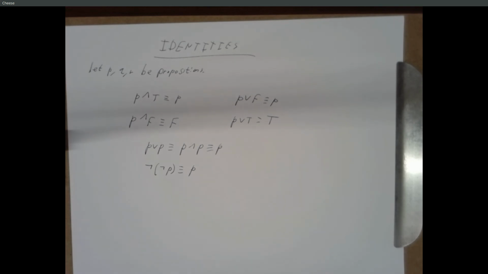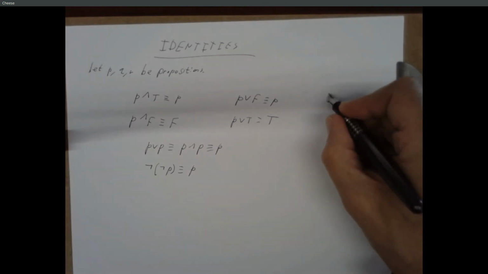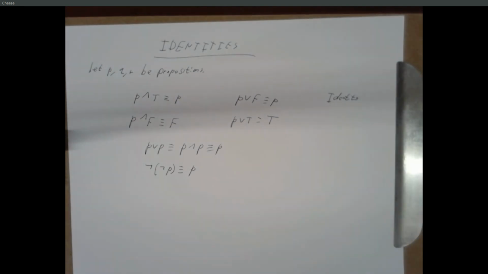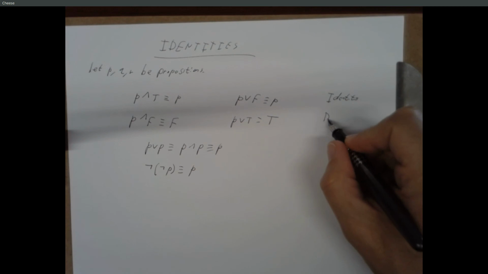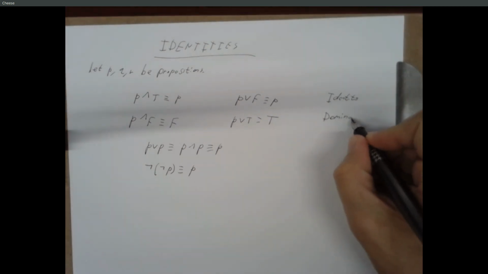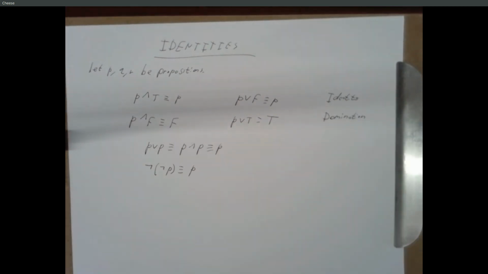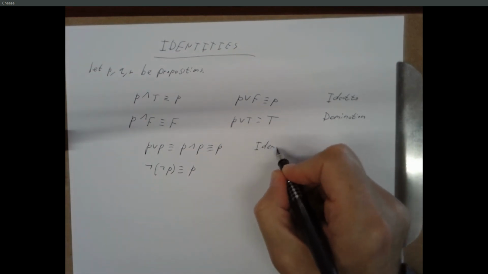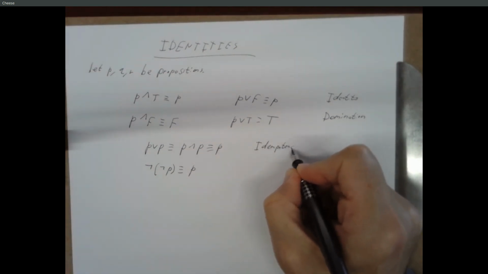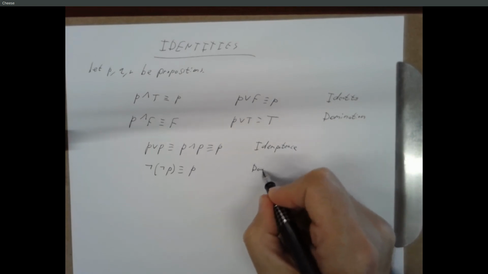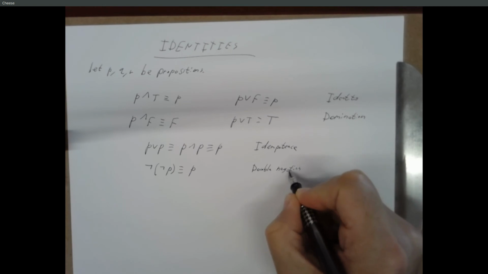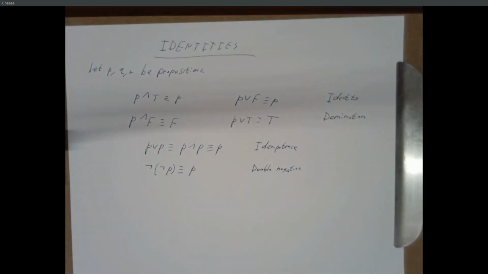And there's fancy names for these. This is called the identity. This is called domination. This is called idempotence. This is called double negation. It always feels like they ran out of creativity when they got to that one.